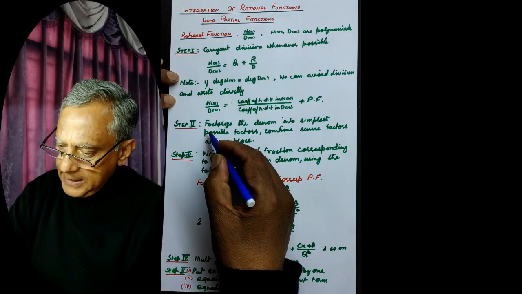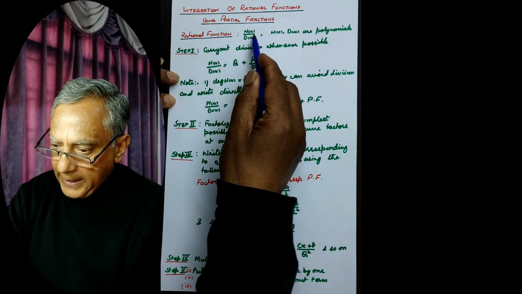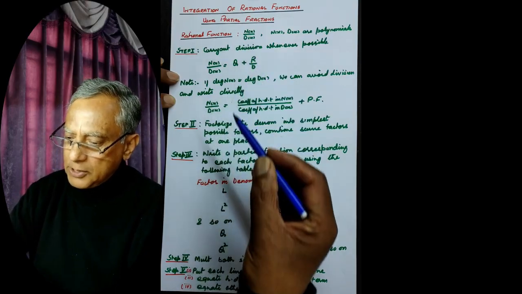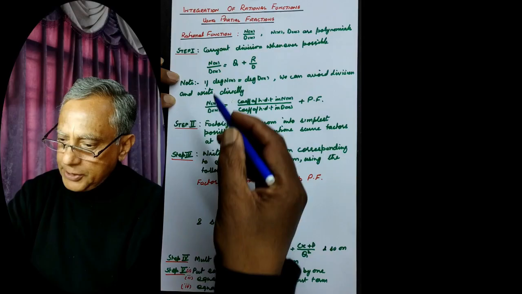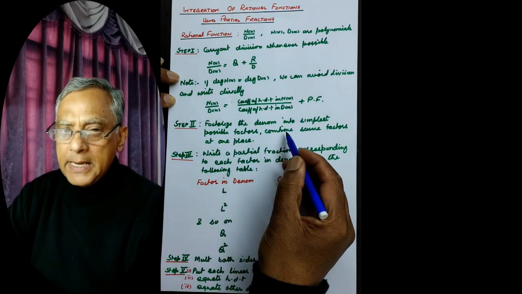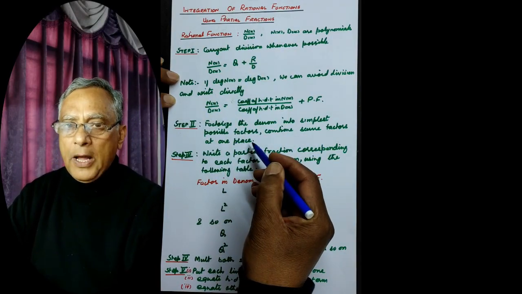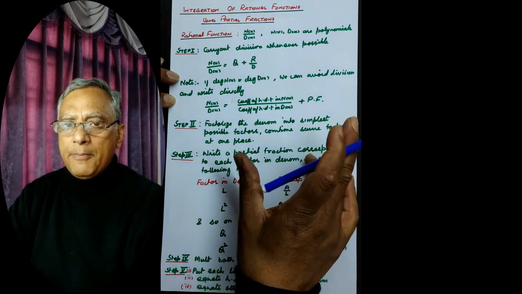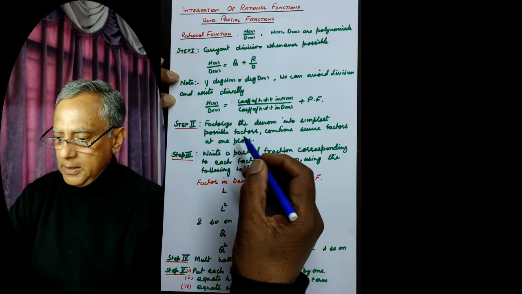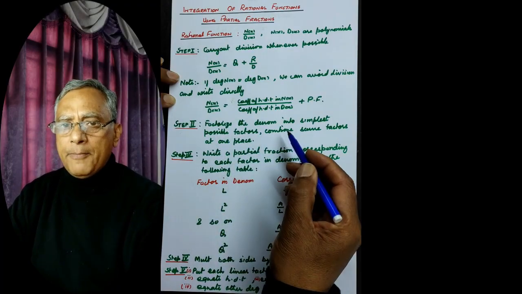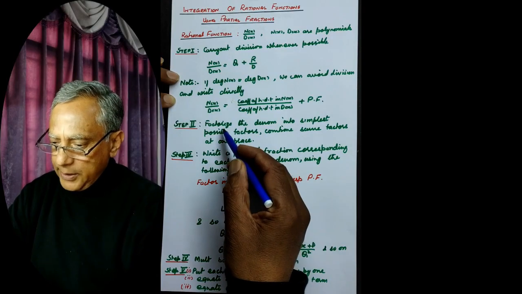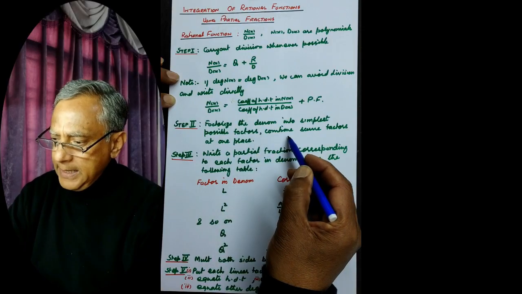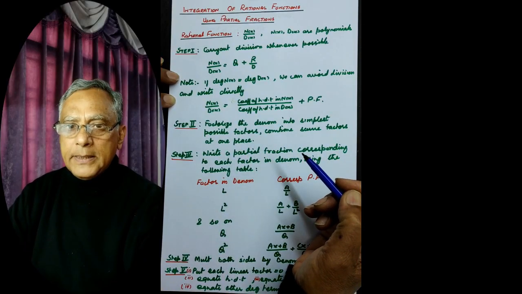Now next step is to factorize the denominator into simplest possible factors and combine the same factors at one place. If there are any factors which are same, we will combine them at one place.